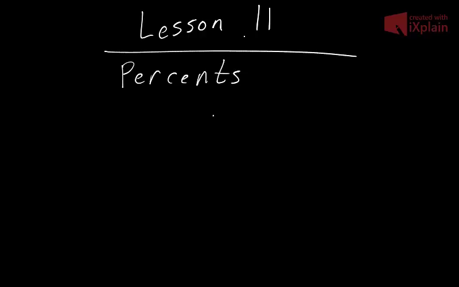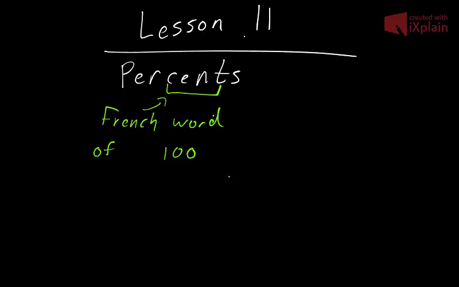First, I want to give you all a quick lesson in French. Percent is a French word, and percent literally means of 100. So cent is French for 100, and per is French for of, so per cent means of 100.